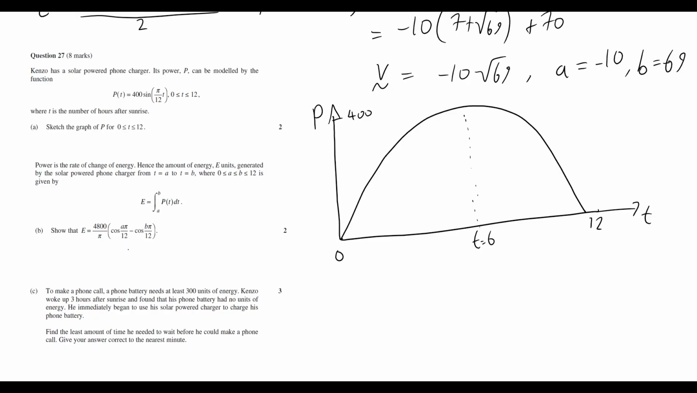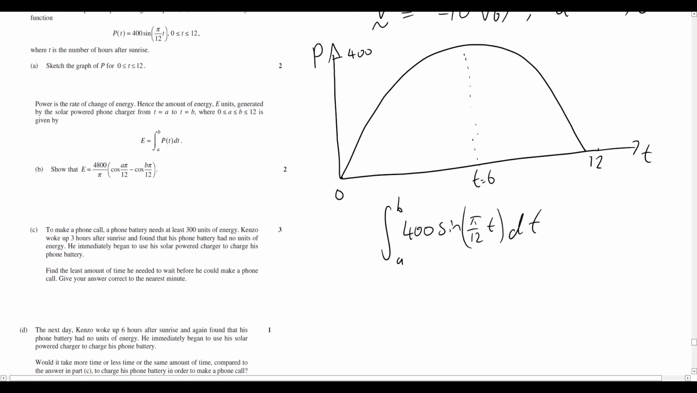So there's an awful lot going on here. Let's see how we can break this down. All we need to do is realistically just integrate this original function that we'd been given. So let's do that now. I'll just do it down here on the bottom right corner. So the integral of 400 sine of pi on 12t from A to B, and dt.